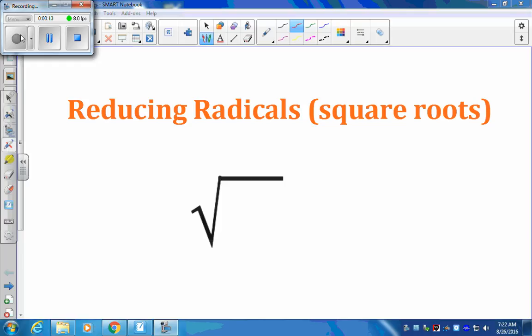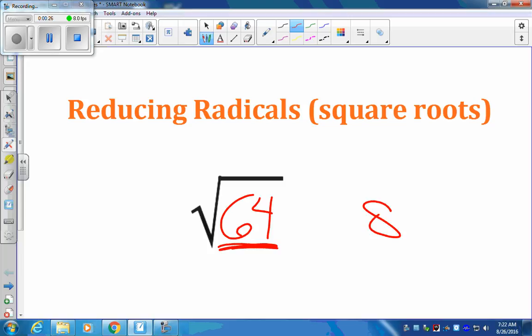And when we're taking the square root of a number, we are finding out what two numbers, when you multiply them together, give you this number underneath. So 64 is what we call a perfect square. And if you were to type this into your calculator, you would get 8 as your answer.